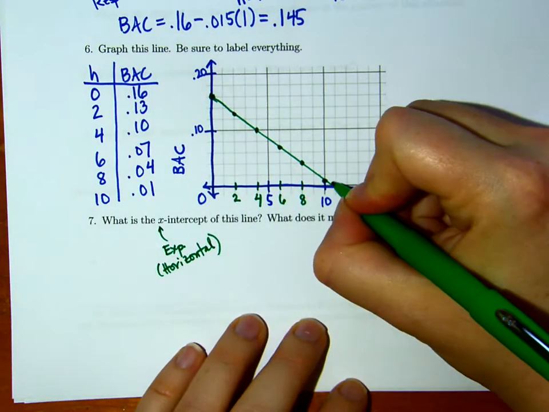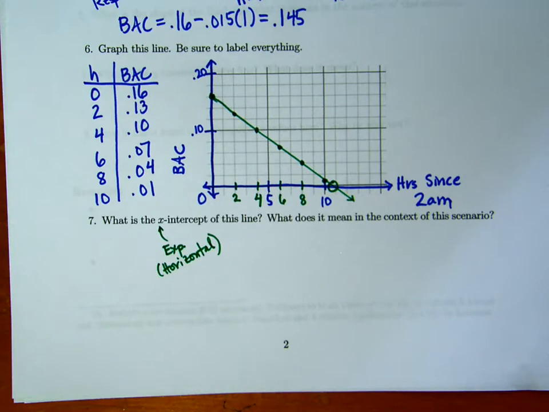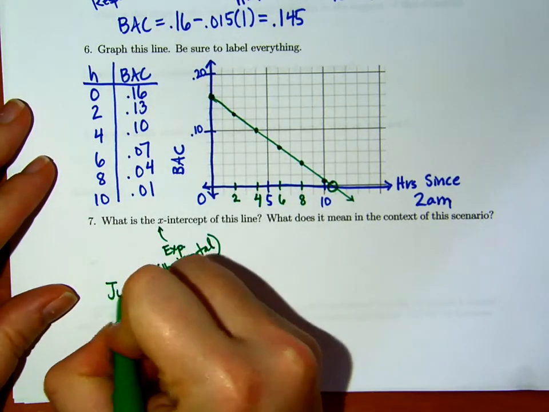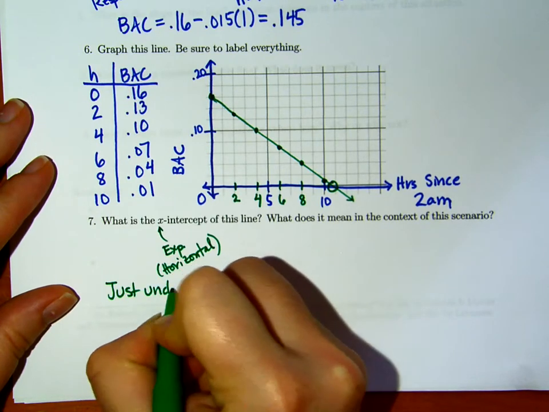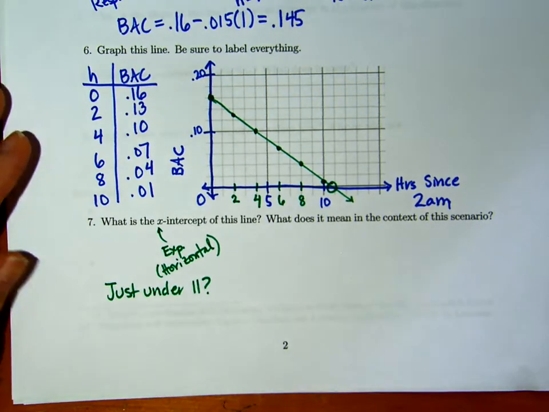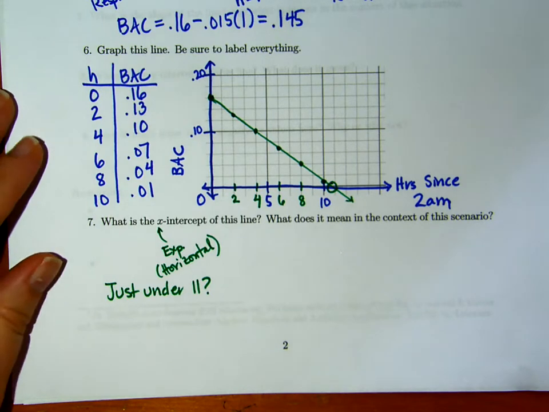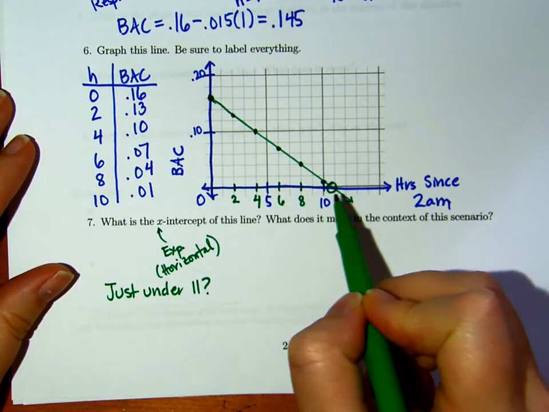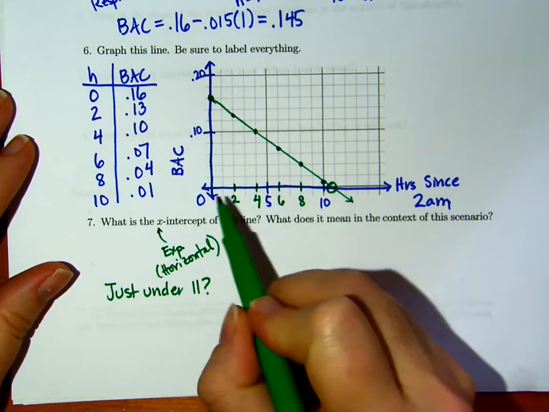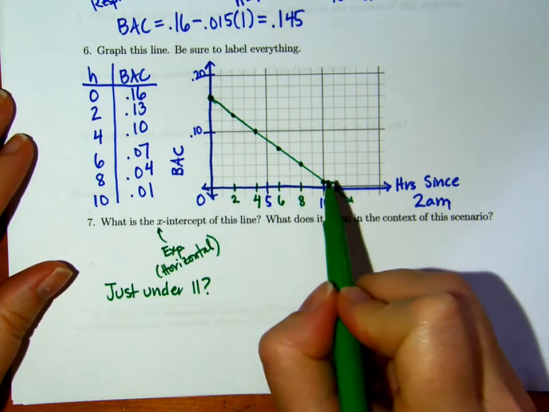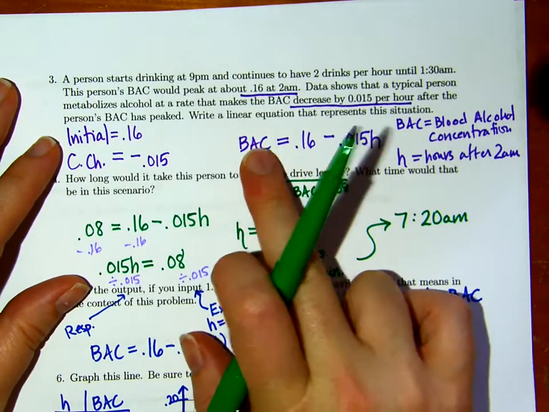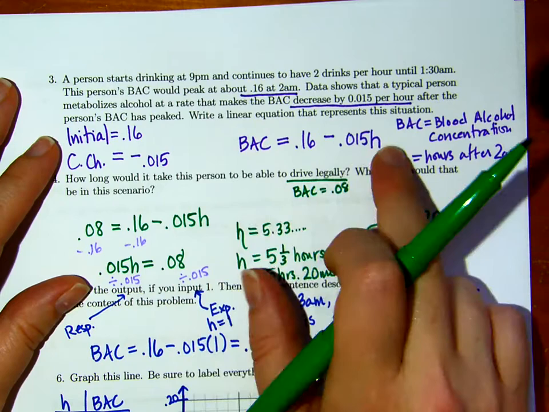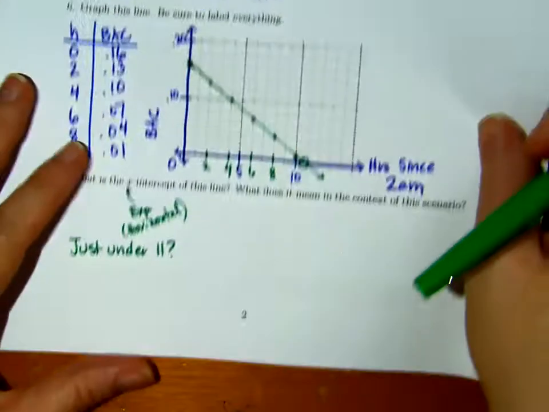And it looks like it's happening right there somewhere. So just under 11, perhaps. Just under 11. Well, the truth is we can find exactly where that happens because we know the blood alcohol concentration. At that point, the blood alcohol concentration is 0, right? So I'm going to go back to my equation. I'm going to put in 0 for the blood alcohol concentration, and I'm going to figure out how many hours that was after 2 a.m.